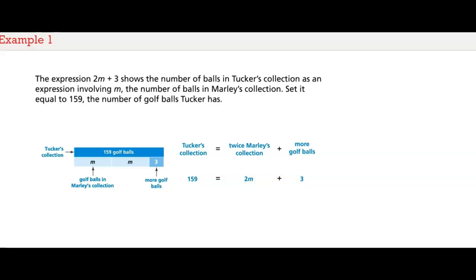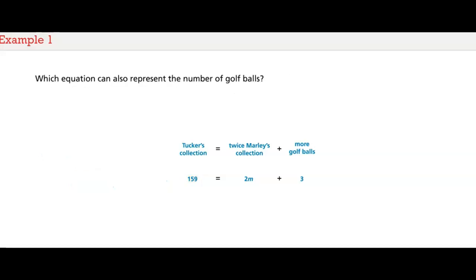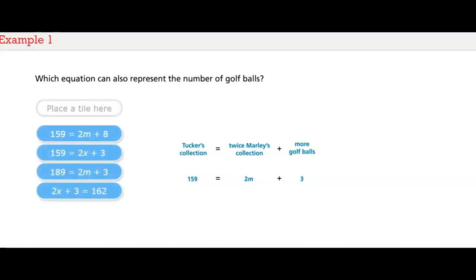The expression 2 times M plus 3 shows the number of golf balls in Tucker's collection as an expression involving M, the number of balls in Marley's collection. Set it equal to 159, the number of golf balls Tucker has. Which equation can also represent the number of golf balls? Select your answer.